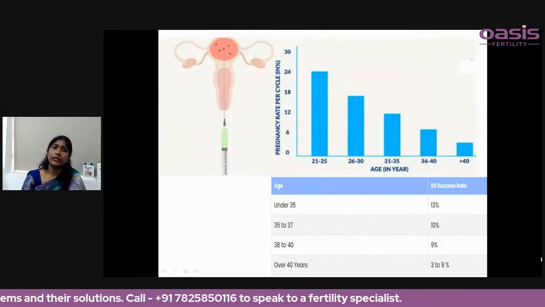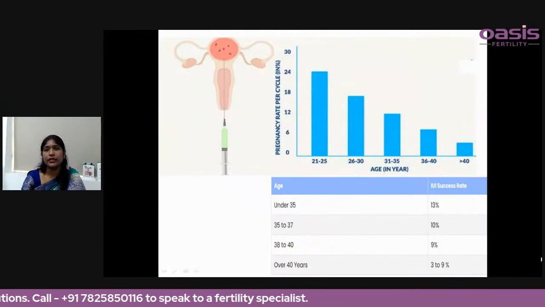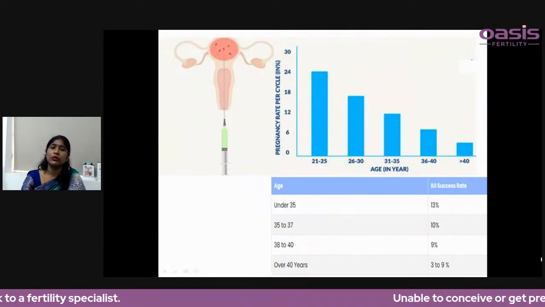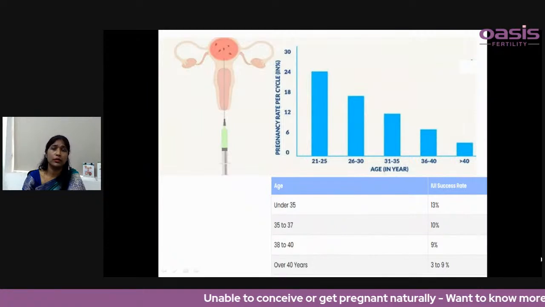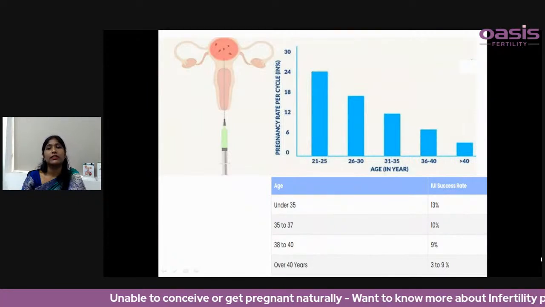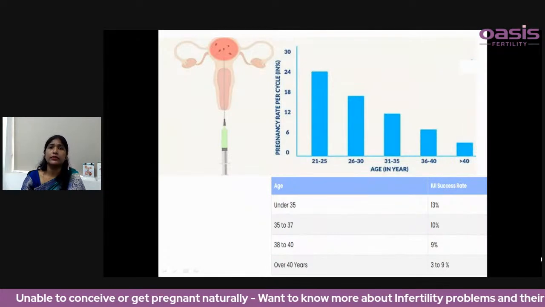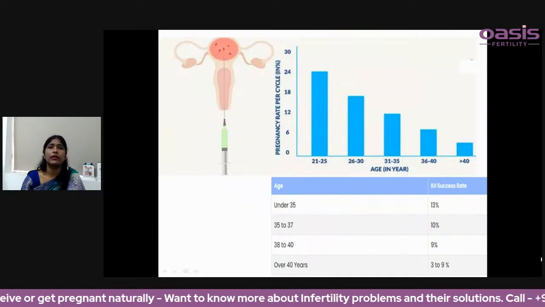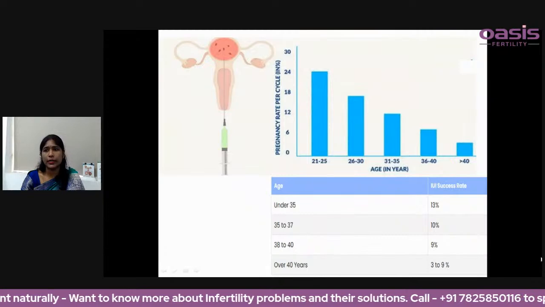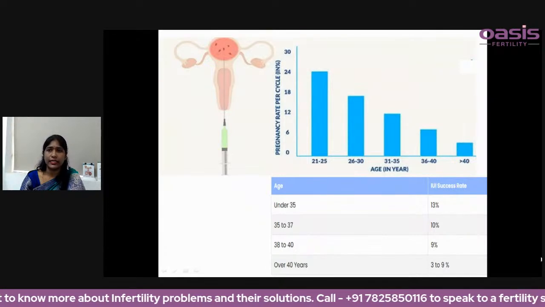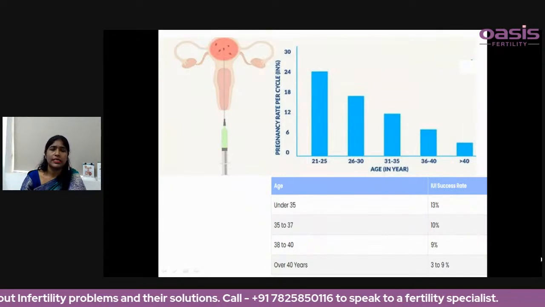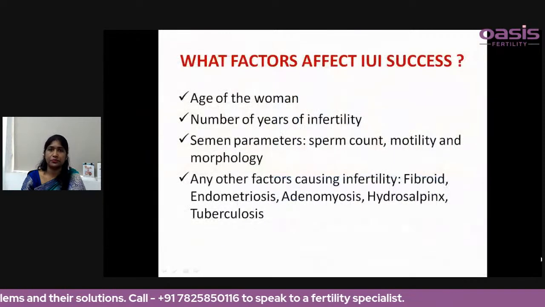So, the younger the woman, the more chances that she can get pregnant with an IUI. For example, in this graph, you can see the women who are between 21 to 25 years have a pregnancy rate of around 25%. And when you see the 26 to 30 years age group, they have a pregnancy rate of somewhere between 18 to 20%. So these keep decreasing, and more than 40 years, the pregnancy rates are around 5%.